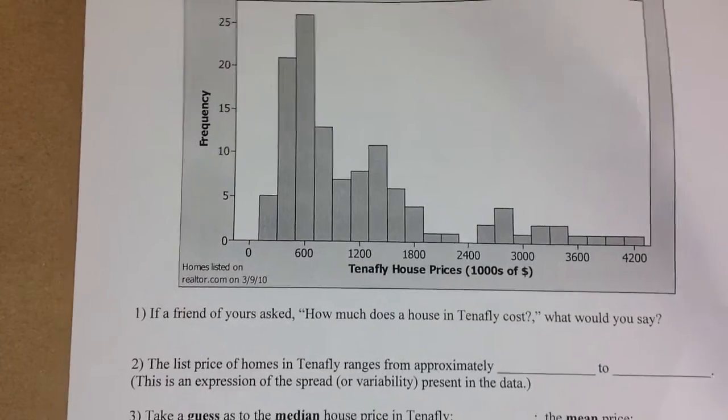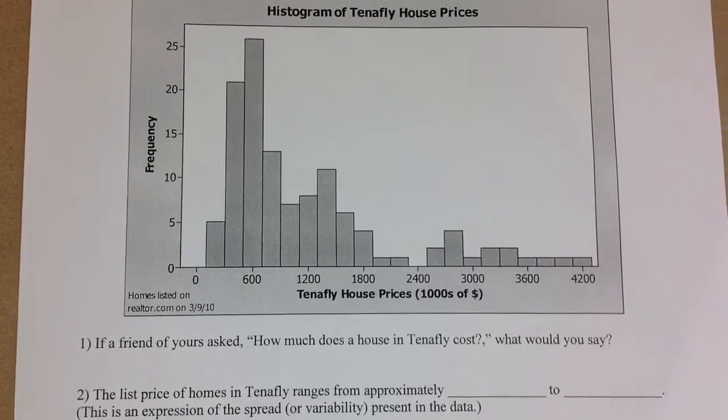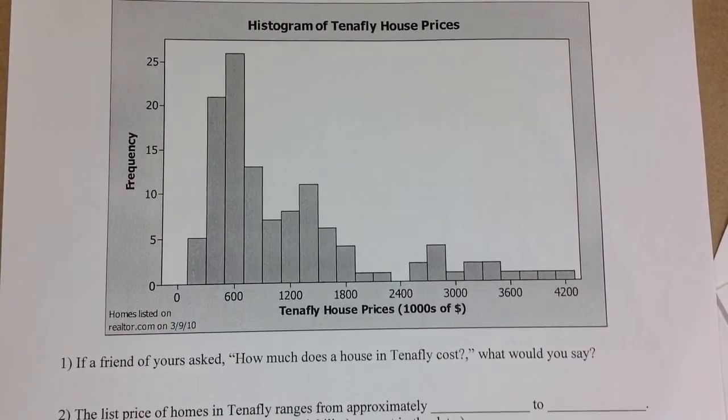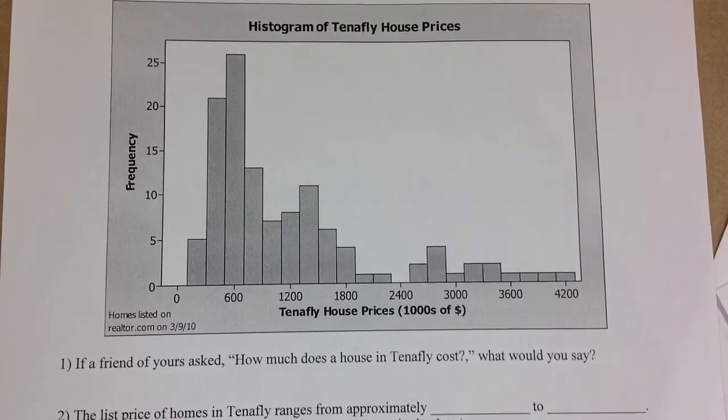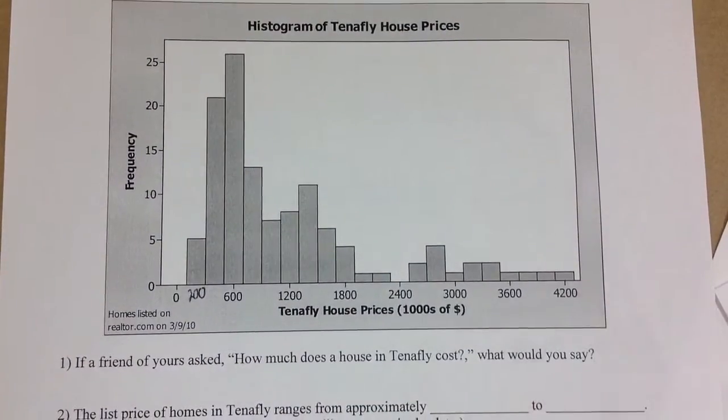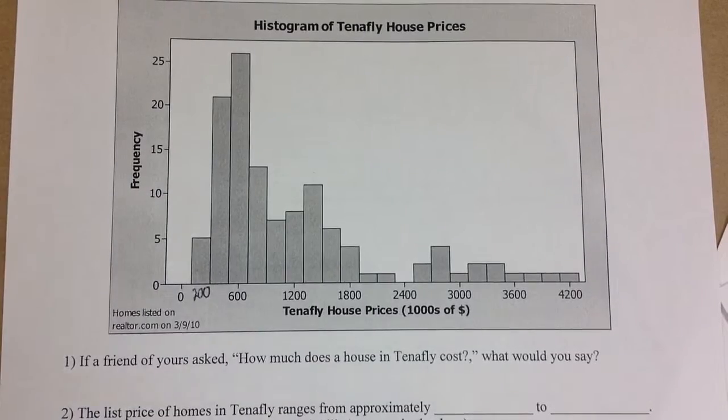And our first question is, if a friend of yours asked, how much does a house in Tenafly cost, what would you say? Now, obviously, there's not one answer to this question. That was deliberate on my part. So we'll ask a random person. Glenn? I said somewhere between 200,000 to 4.2 million. Okay, so he used the entire range, the entire spread. Somewhere between 200,000, which is this first category here, and 4.2 million. Okay? I'll go to a volunteer.